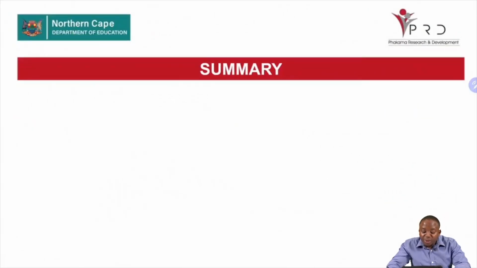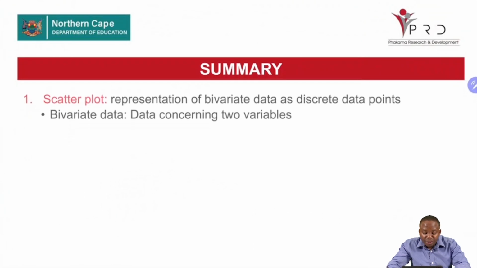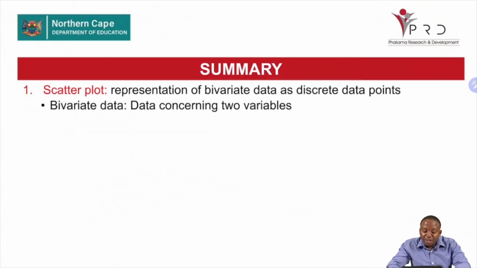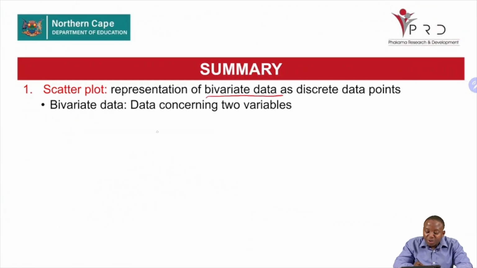Right now, let us look at the summary of this lesson. In this lesson, this is what we've dealt with. We have dealt with the scatter plot. So what is a scatter plot? It's a representation of bivariate data. So it's the data concerning two variables, which is X and Y, where one is plotted on the X and the other is plotted on the Y.